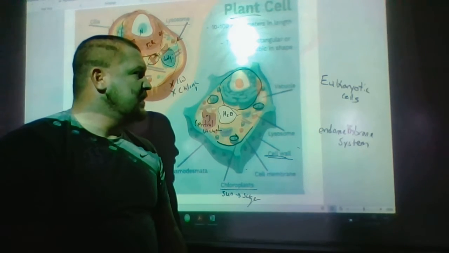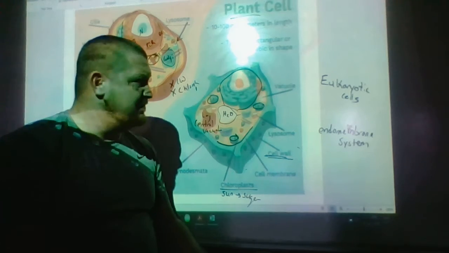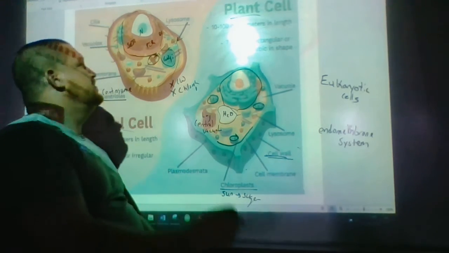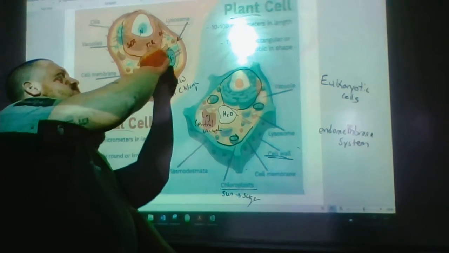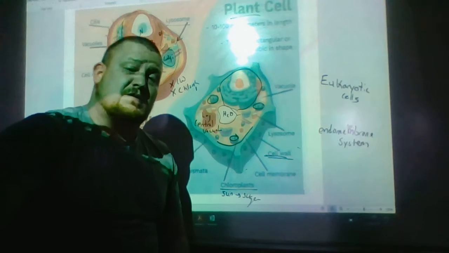I think they used to call the lysosome like the garbage compactor or something like that. It's going to break down all the garbage, unnecessary things in the cells. Lysosomes do. And then our centrioles, which are in our centrosome, are going to be used in cell reproduction. We'll talk about that later.